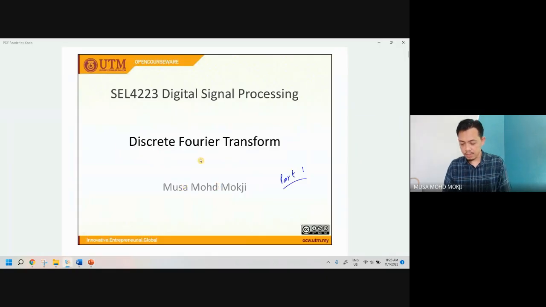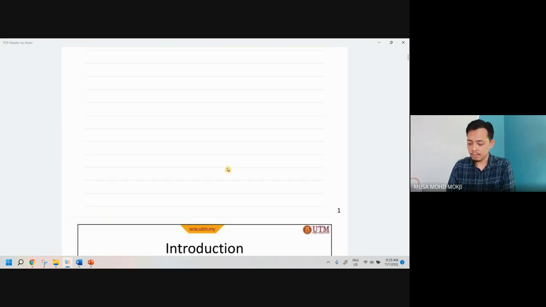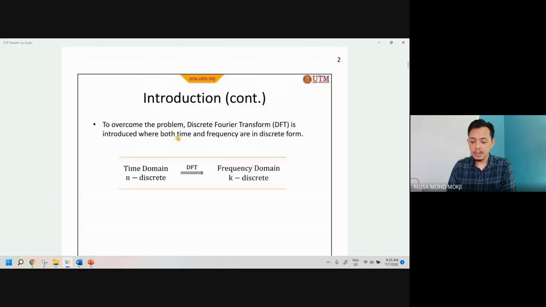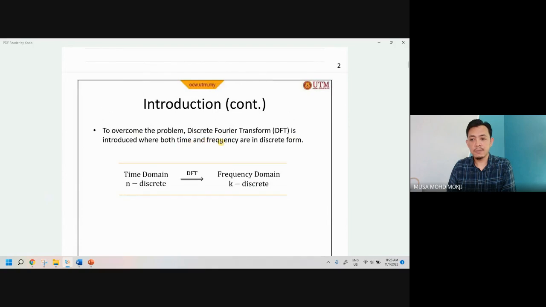Okay, let's move to the discrete Fourier transform. How do we do it? In this topic it is mostly about how we do the frequency sampling, and it is actually not that complicated. I'm just going to read this. In a digital system, all values must be discrete. However, a discrete signal in the time domain that undergoes a DTFT will produce continuous frequency values in the frequency domain. Thus, it is impossible to compute the Fourier transform in a digital system. I already explained this. To overcome the problem, the discrete Fourier transform is introduced, where both time and frequency are in discrete form.